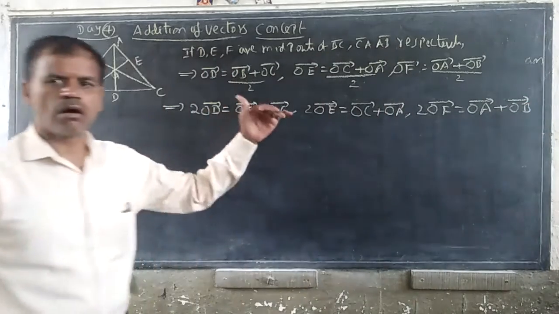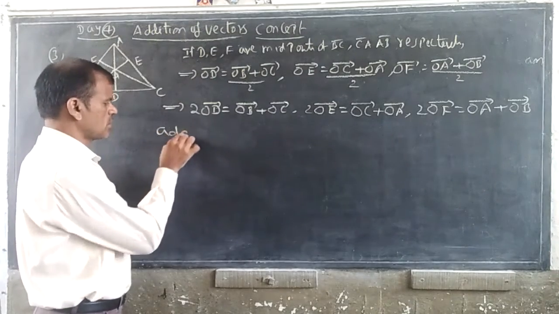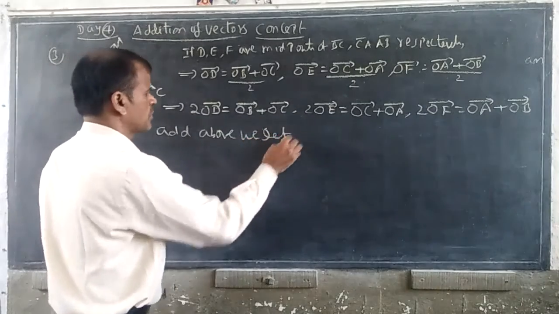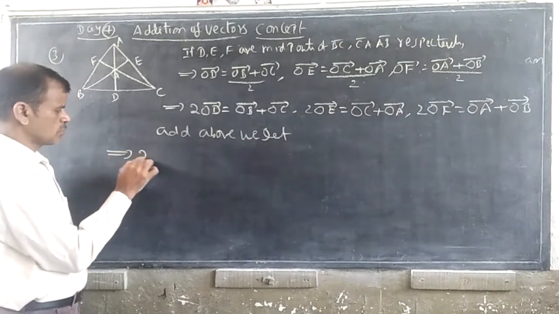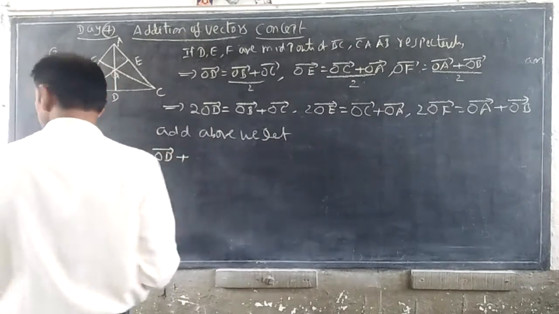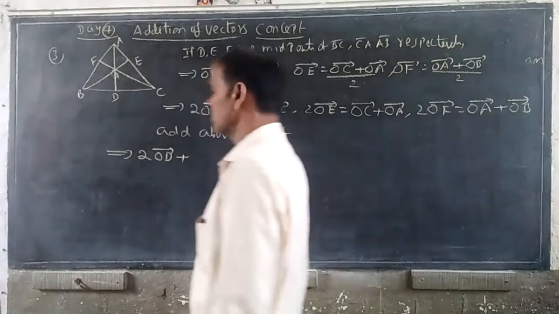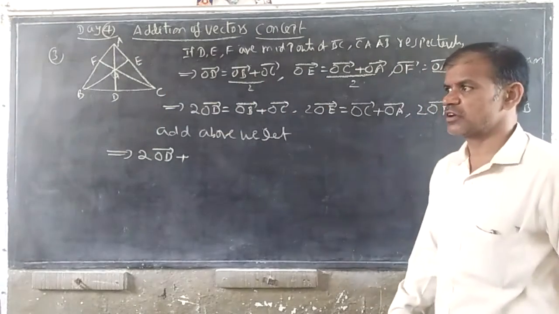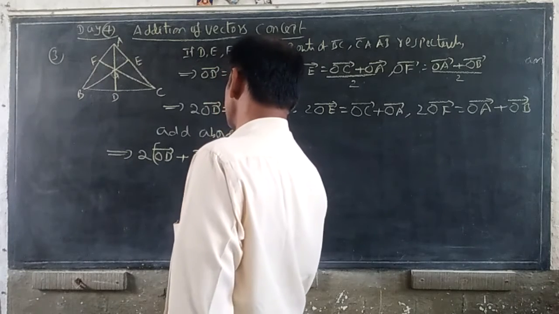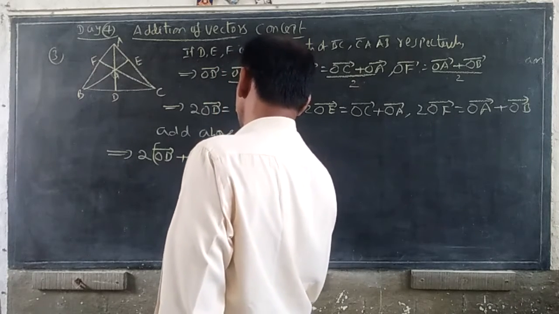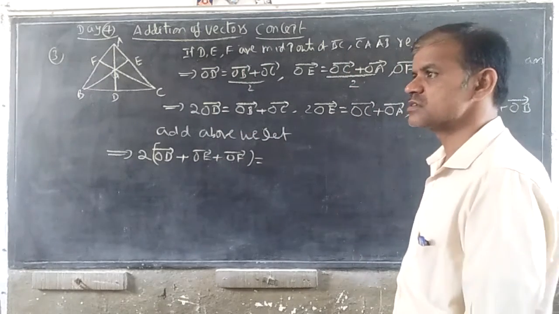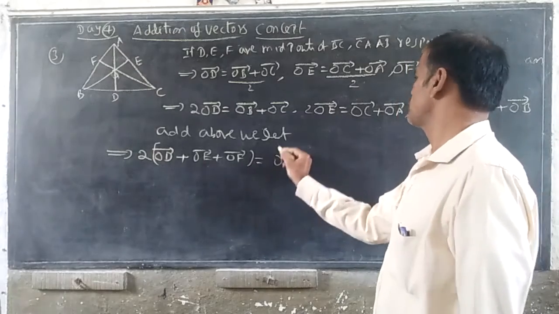Now add all the above equations. We get 2OD plus 2OE plus 2OF, with 2 taken common, 2 into (OD plus OE plus OF). On the right side you can write OB plus OC, OC plus OA, OA plus OB.